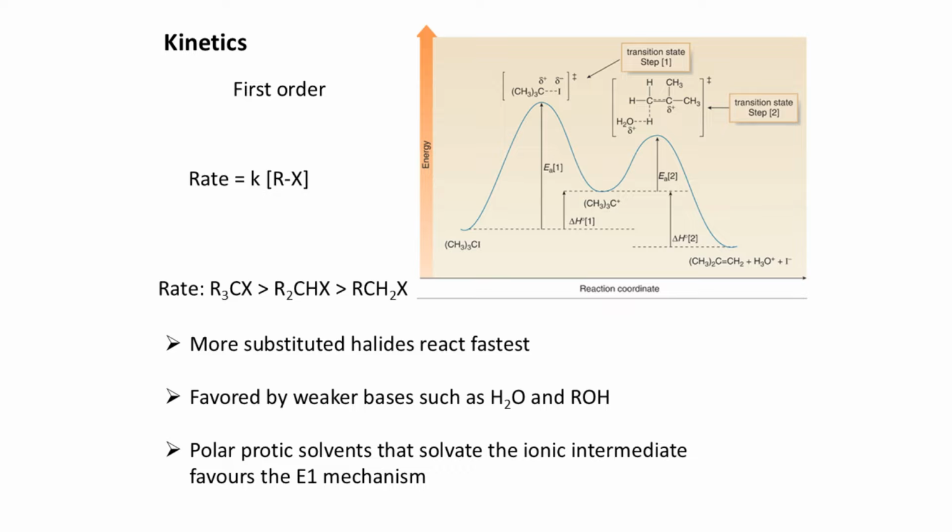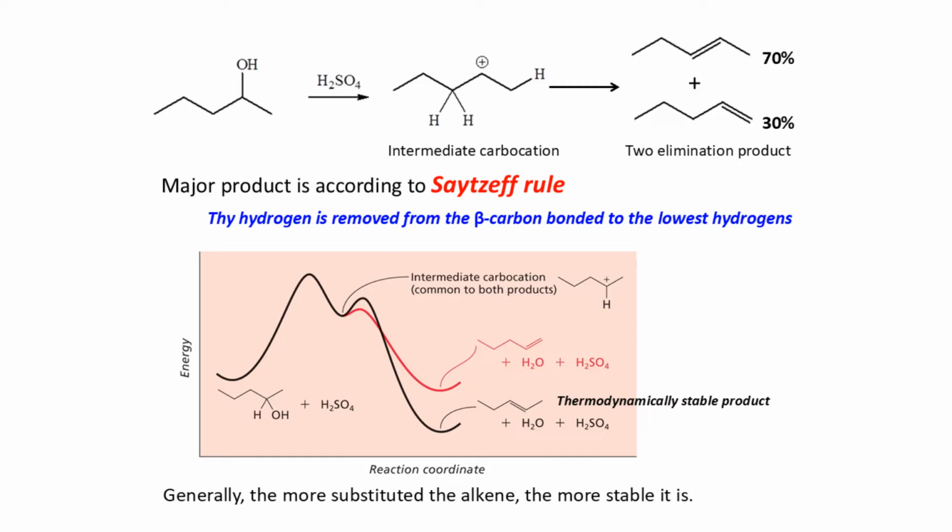Kinetics of the E1 reaction are first order, with the rate depending on the concentration of the alkyl halide. More substituted halides react faster, and polar protic solvents favor the E1 mechanism. According to Zaitsev's rule, the major product in elimination reactions is the more substituted alkene. This slide explains the removal of hydrogen from the beta carbon bonded to the fewest hydrogens.